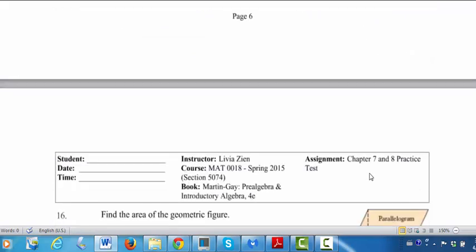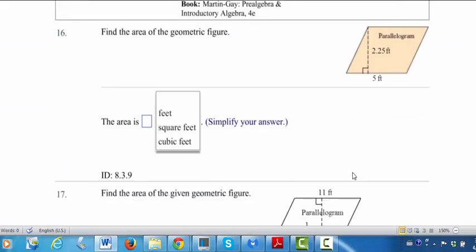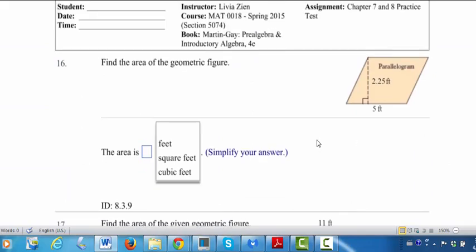Let's see what else we have. Okay, here we have a parallelogram. And the area for a parallelogram is simply base times height. Right, and again, here is my base, and my height is always the perpendicular distance. So that's height.